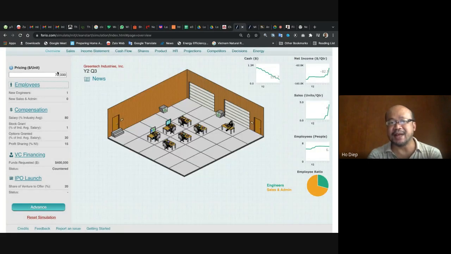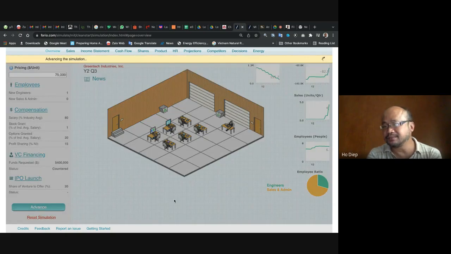And let's reduce our unit price down to $75,000 US, so that we can compete with our competitors, not only with the technology, but also the unit price. Hopefully our customers are still interested in buying our product. Everything stays the same. We can survive another 2 quarters. That's totally fine. Let's advance.